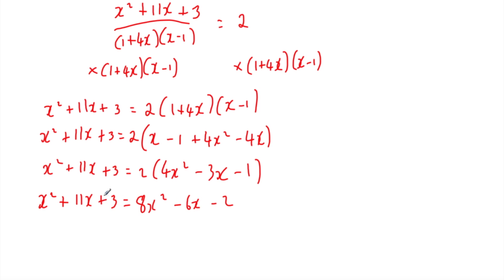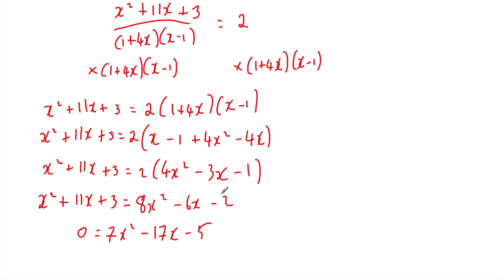Okay, so we're probably going to be using the quadratic formula in this question, so we want it to equal 0, so let's take away x squared, 11x, and 3 from both sides of the equation. So the left-hand side will be left with 0. On the right-hand side, 8x squared, take away x squared, will be 7x squared. Minus 6x, take away 11x, would be minus 17x. And minus 2, take away 3, would be minus 5.